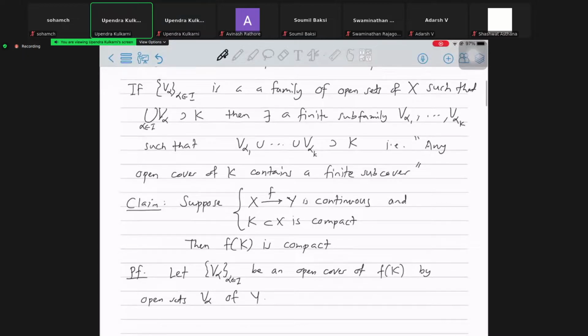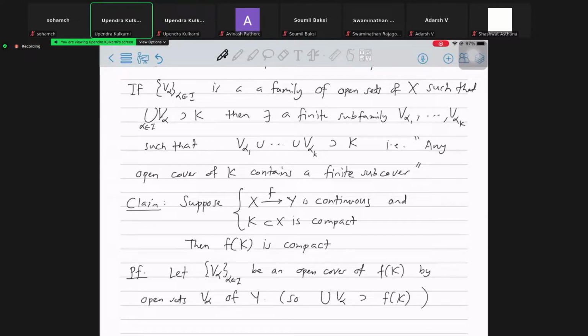And I need the union of these. By virtue of being an open cover, we know that the union of V alphas contains f of K. That's what it means to be a cover. Okay, and I need to extract a finite subcover. So what do I do? Sir, we can look at the pre-images of each of the elements of the open cover.